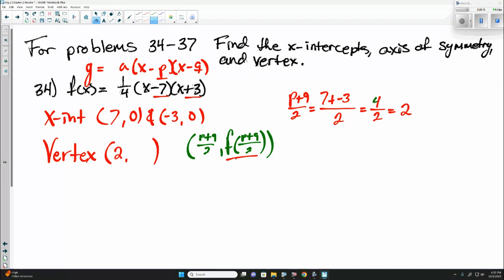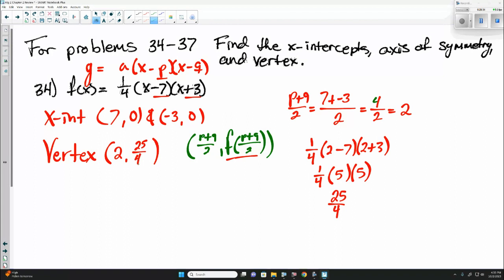Now the last bit is the f of p plus q over 2. All that's saying is we take the formula and plug in 2 everywhere there is an x, and then simplify. Which should simplify down to 25/4. That should be negative, or negative 6.25.